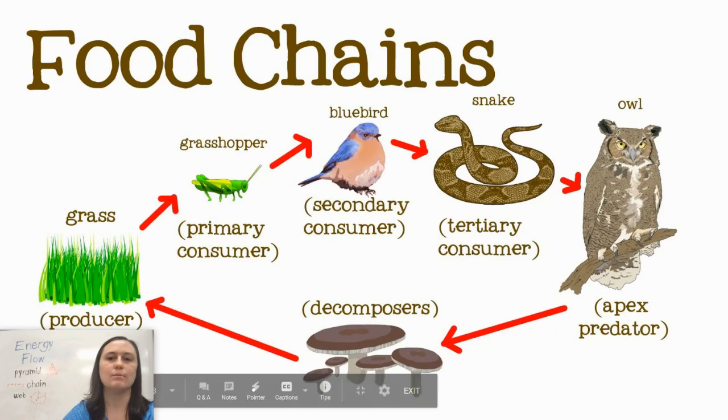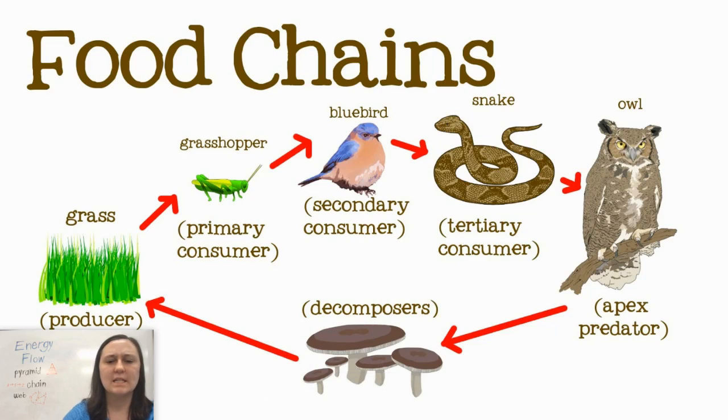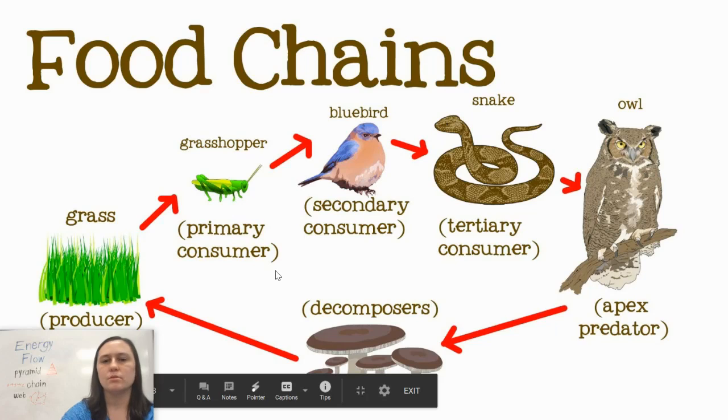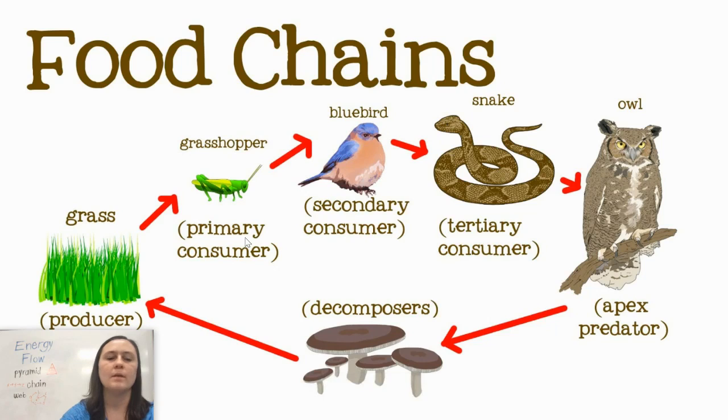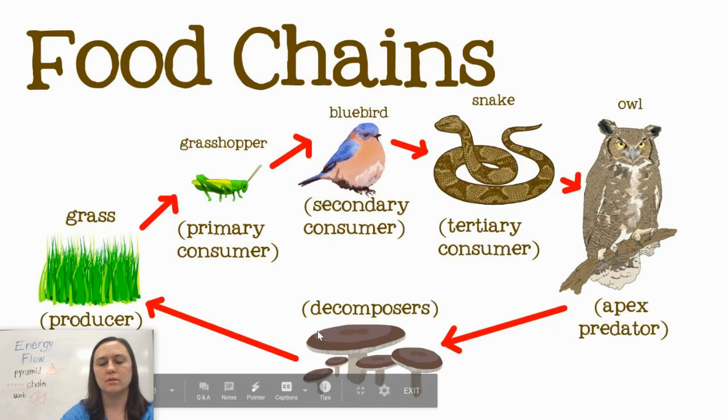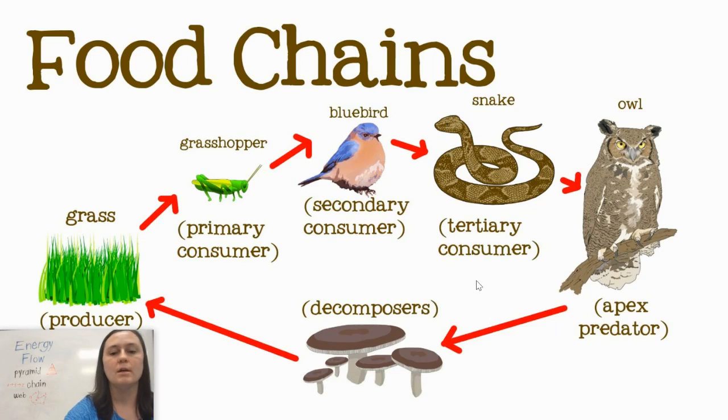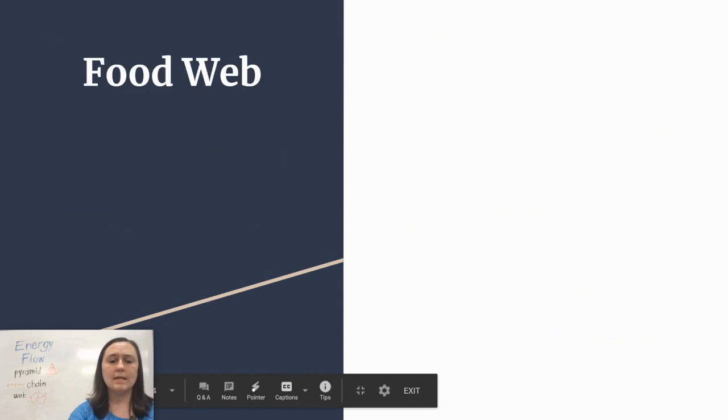That's not true. Like I said in the last video, decomposers, they don't care. They don't discriminate. They'll break down anything that's in their way. So if there's a dead grasshopper, the decomposers will break that grasshopper down just as happily as they will break down the owl. So next we have food web.